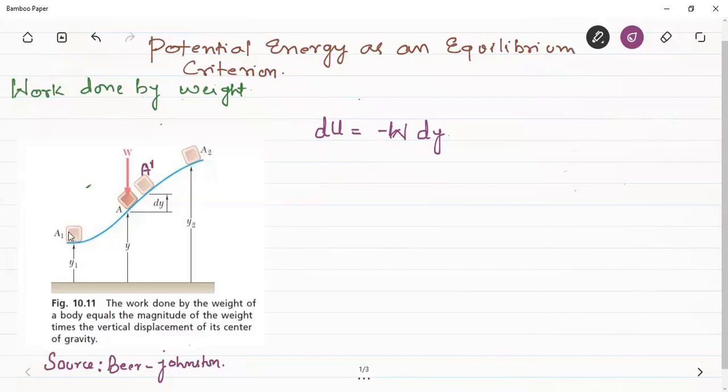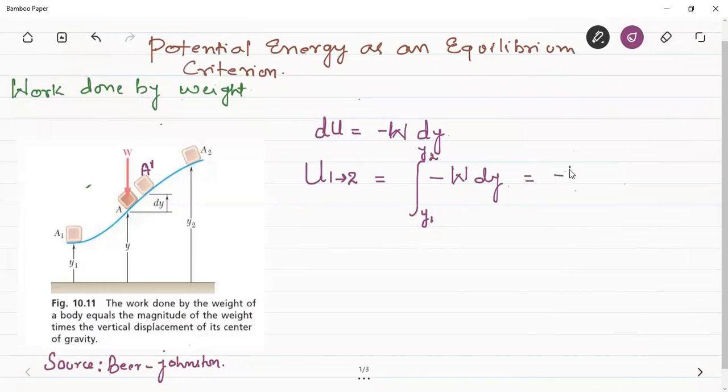Now, what will be the total work done when the block is displaced from A1 to A2? Okay, the work done by the weight when the block gets displaced from its initial position A1 to the final position A2, that is the work done when the block is displaced from initial position 1 to 2, will be given by the integral of the above equation. That is equal to the integral of minus W dy, where weight is constant, therefore dy is the variable, and the block changes its position from the height y1 to the height y2, attaining the final height equal to y2.